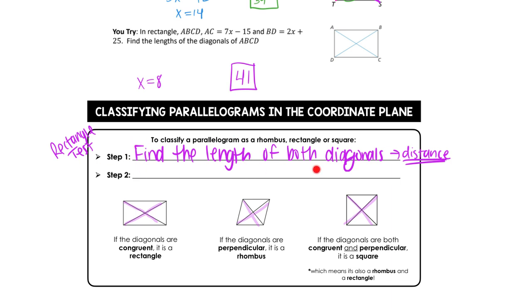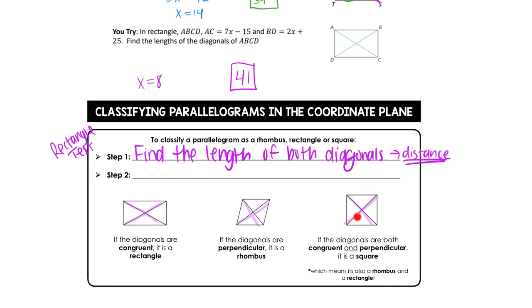So let's say you find the length of the diagonals and you notice that they're congruent, and you can say, oh yeah, that's a rectangle. You have to keep going because you want to classify it the most specific way possible, because even if it's a rectangle, it might also be a square. So you want to find out if it's a square too.